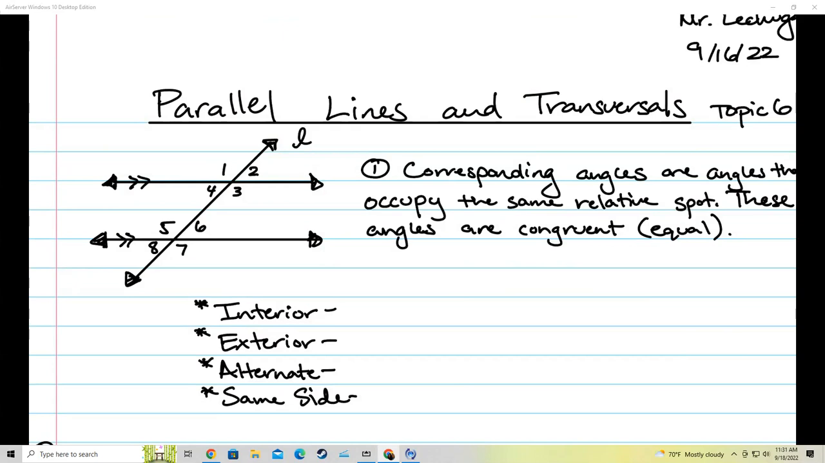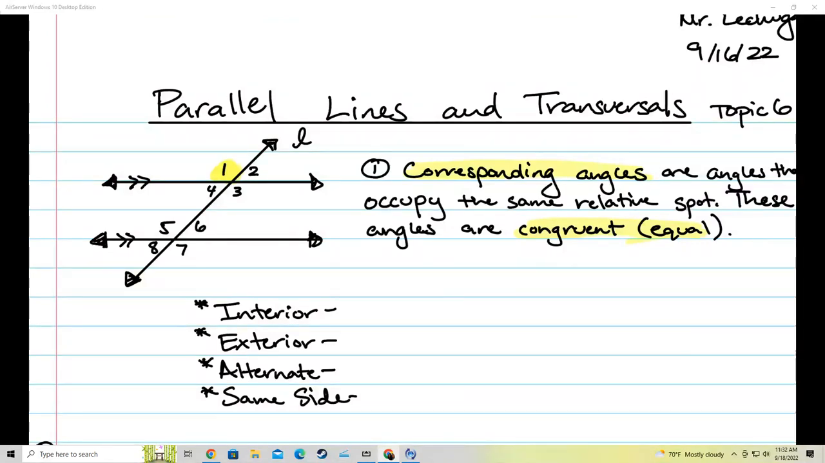The first theorem is: corresponding angles are angles that occupy the same relative spot. These angles are congruent. That means they are equal to each other. So I'm going to highlight corresponding angles. And I know that corresponding angles are congruent. What does it mean that they are in the same relative spot? Well, if I take my highlighter and focus on this angle 1 right here. First of all, before we even start that, notice that I have two parallel lines being cut by a transversal. All of the stuff that we cover today is going to be under those assumptions, that you have parallel lines being cut by a transversal.